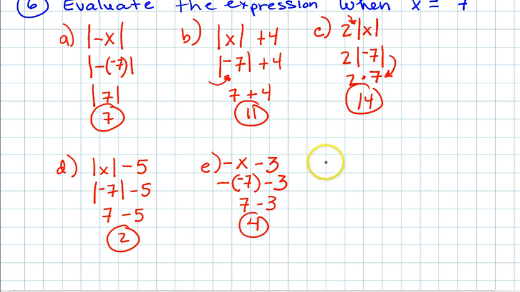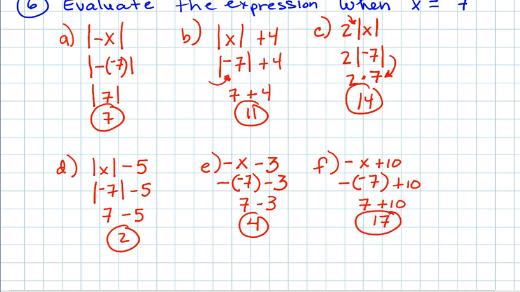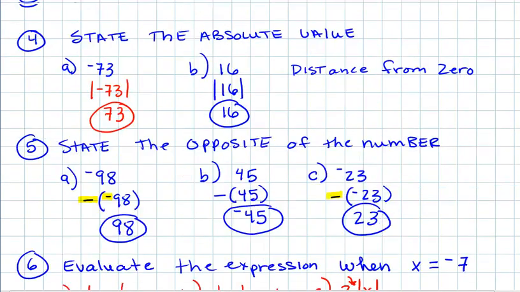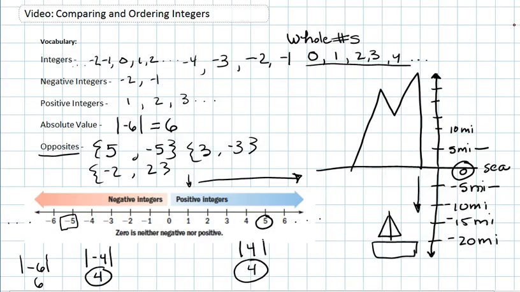One last problem. F. The opposite of x plus 10. Right? That means I need to take the opposite of -7 and add it to 10. The opposite of -7 is 7, plus 10 gives me 17, and that's my answer. And this is the end of the video on comparing and ordering integers.